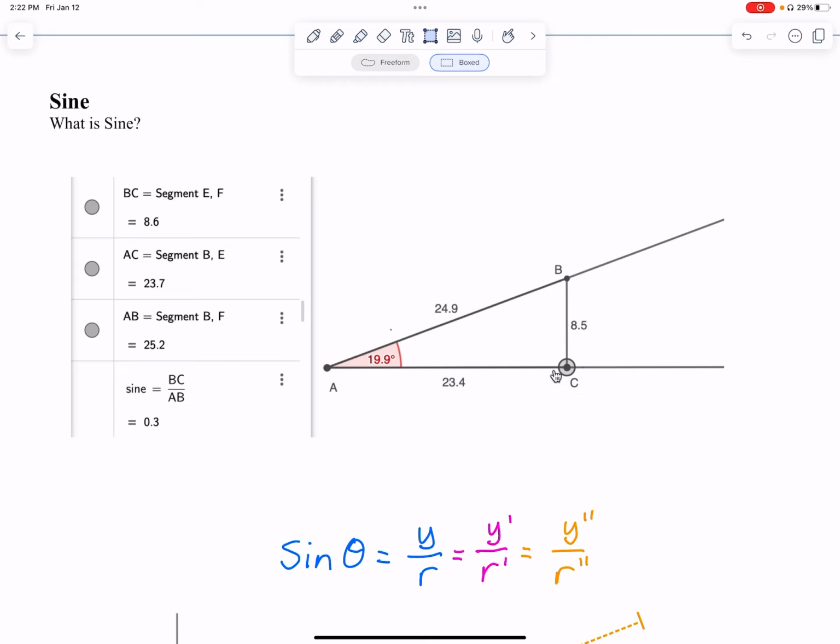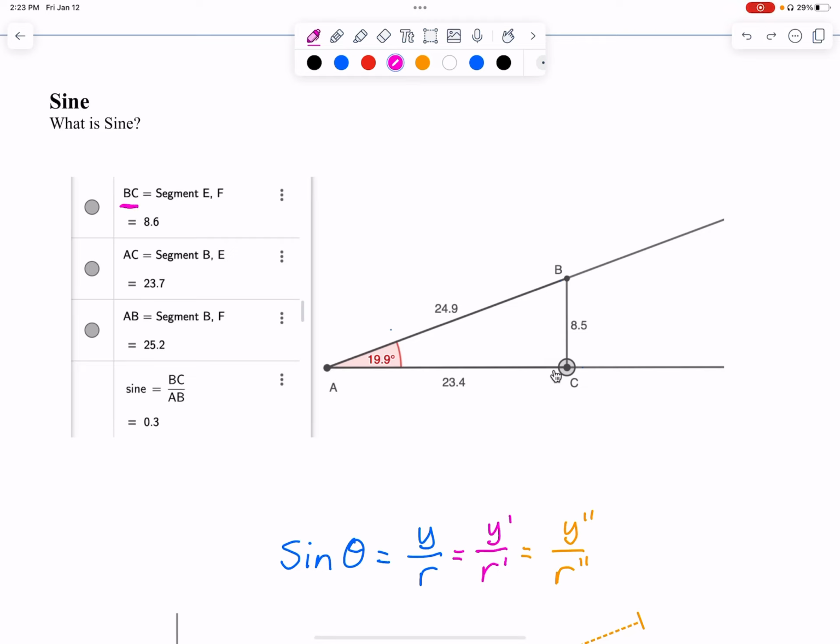In this program, I drew a triangle with an angle of 19.9 degrees. It's not going to change. 19.9 degrees is going to stay consistent. What I'm going to do is move this side right here back and forth, and we're going to take a look at some measurements to put something together.